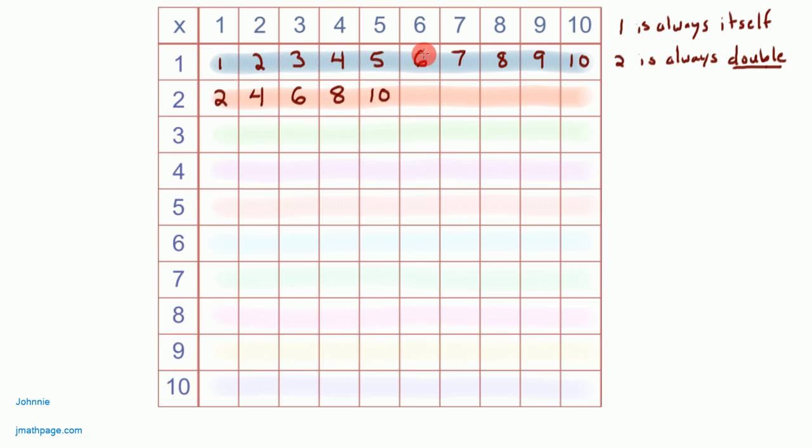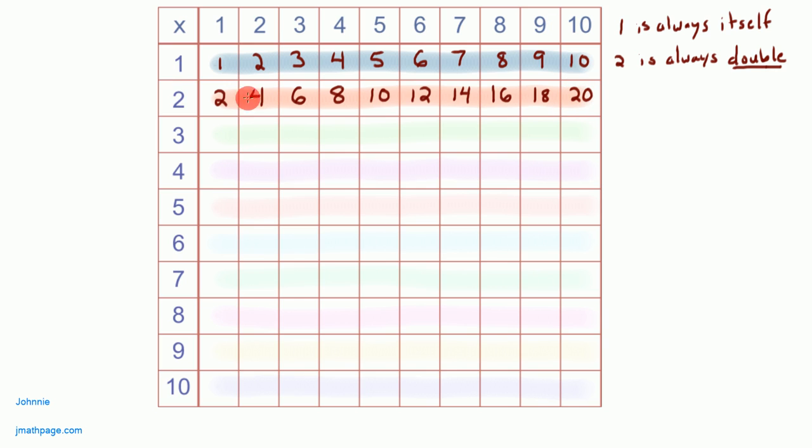2 times 6, 6 doubled, 6 plus 6 is 12. 2 times 7, 7 doubled, 7 and 7 more, 7 plus 7 is 14. 2 times 8, 8 doubled, 8 plus 8, 16. 2 times 9, 9 doubled, 9 plus 9, 18. And the last one you probably know already. 2 times 10, 10 doubled, 10 and 10 more is 20.